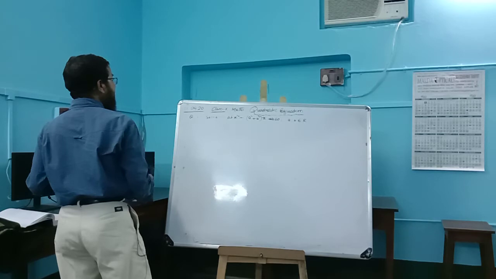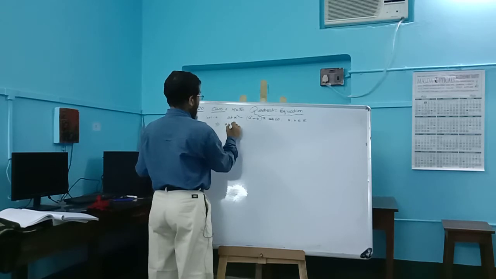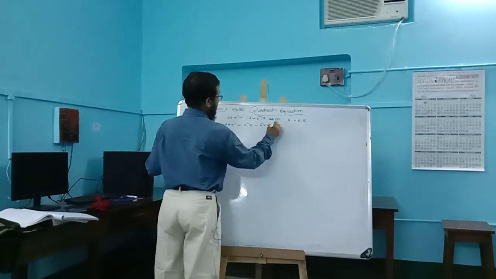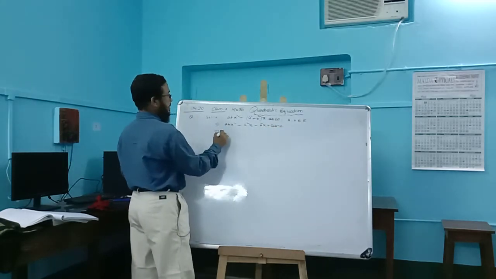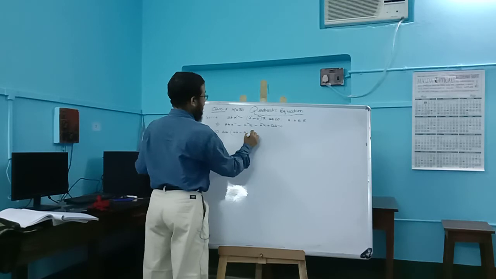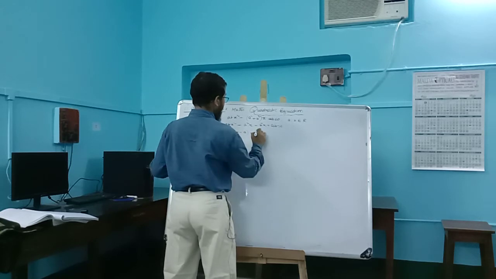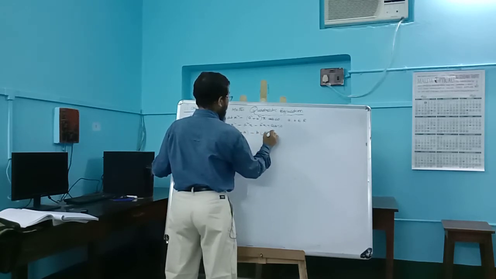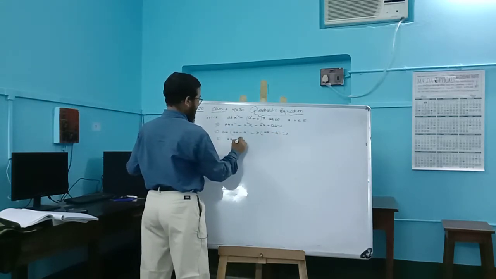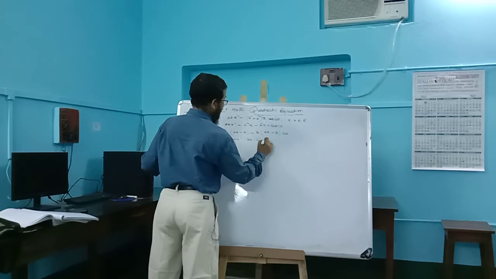abx² − a²x − b²x + ab = 0 implies ax(bx − a) − b(bx − a) = 0, which implies (bx − a)(ax − b) = 0.